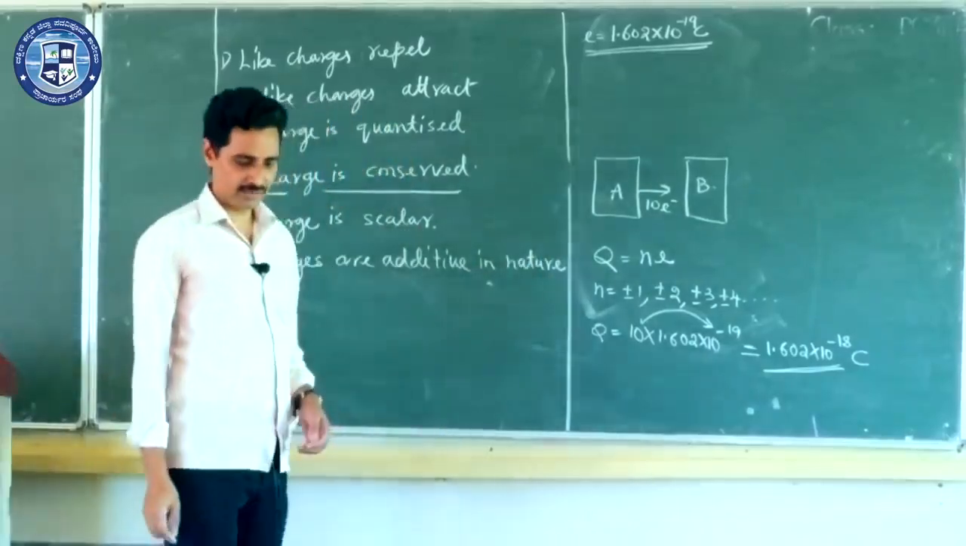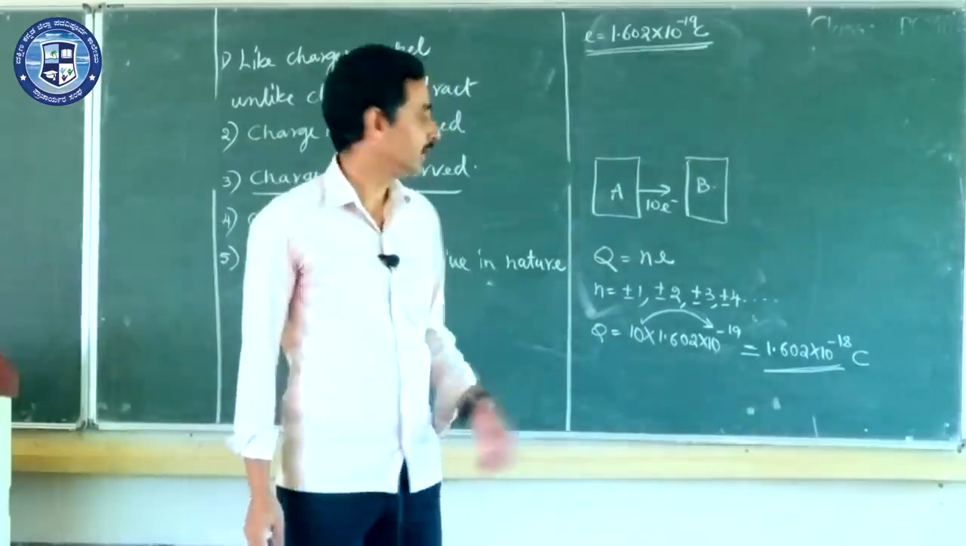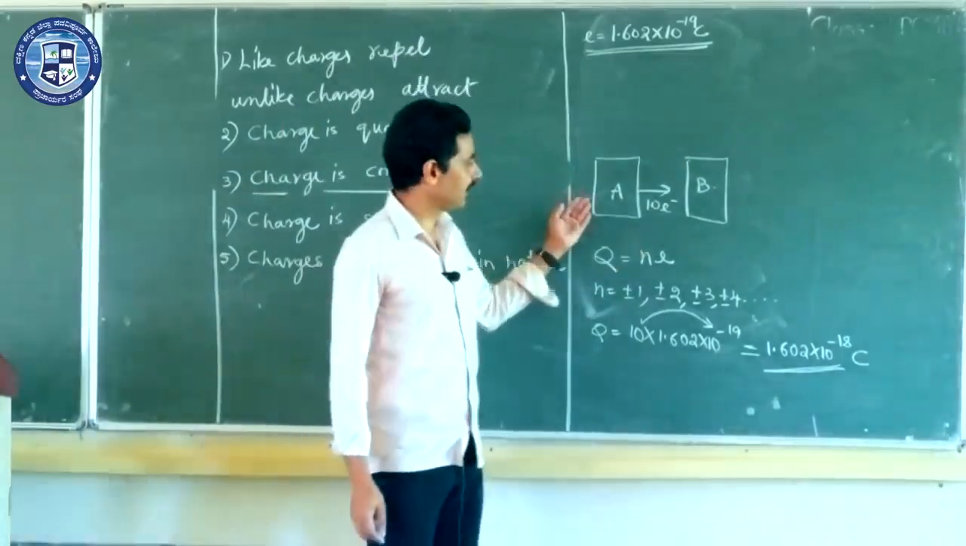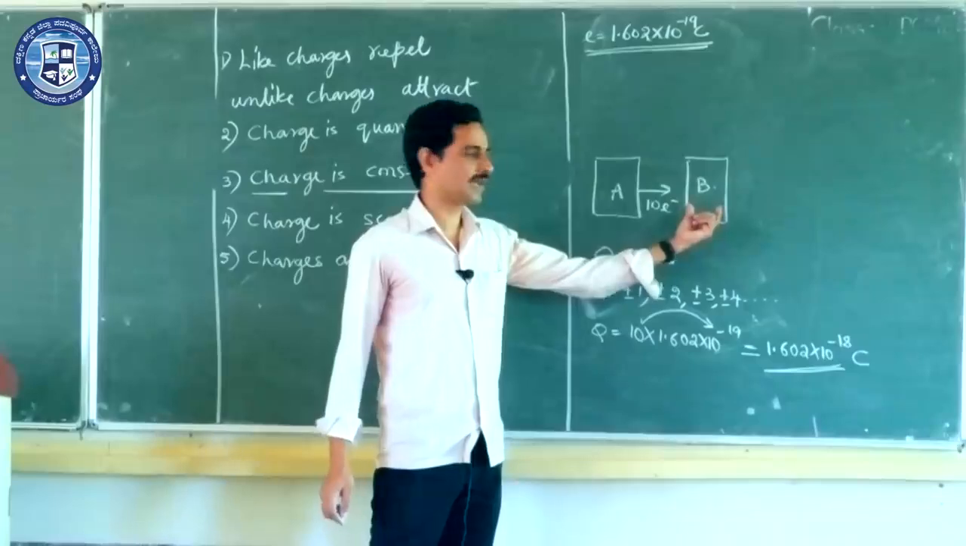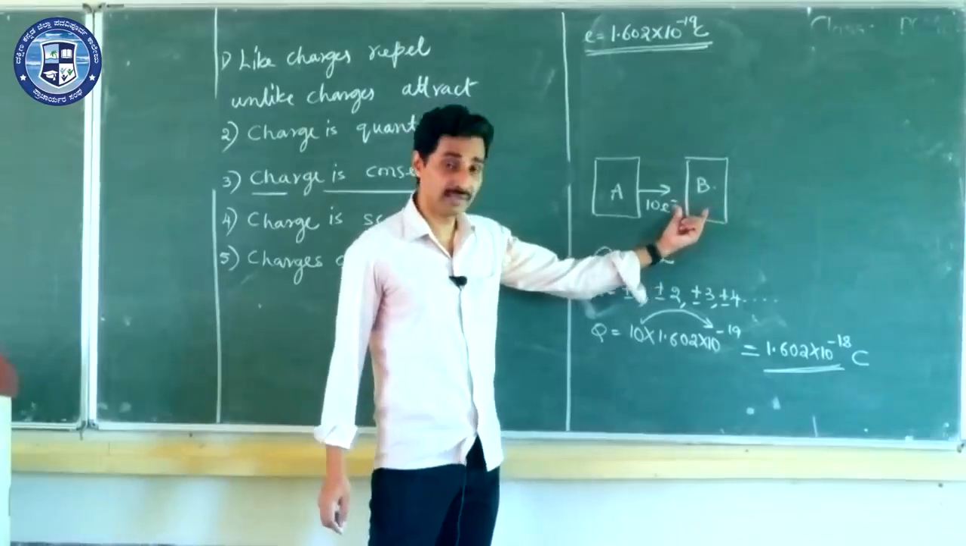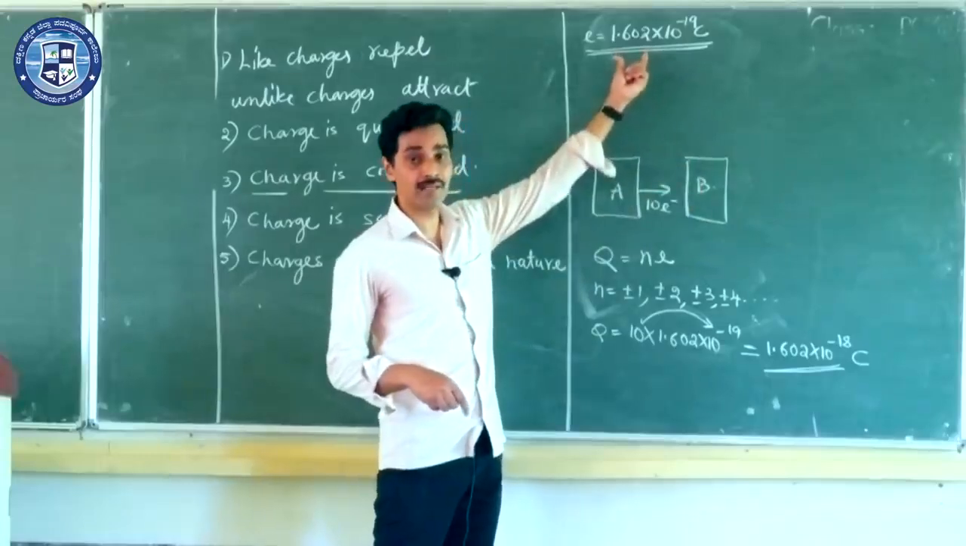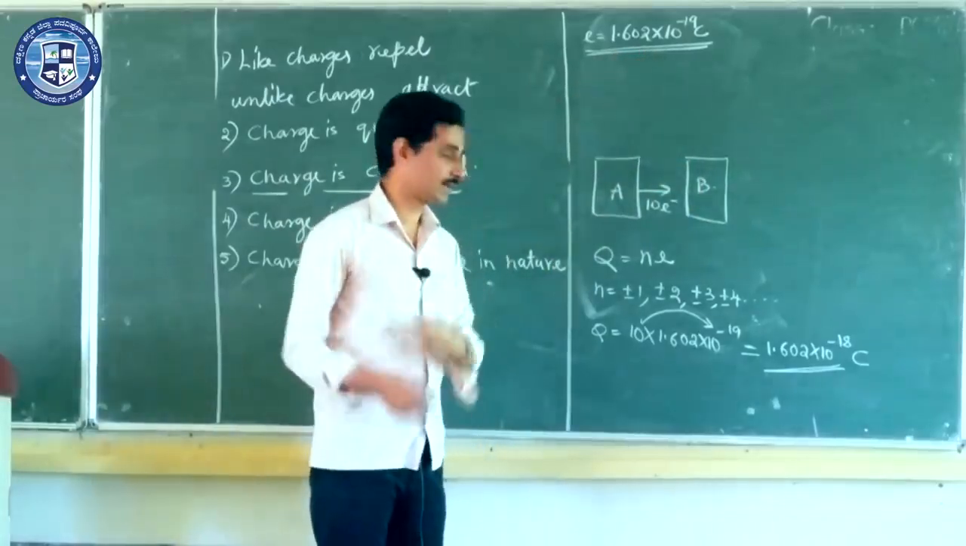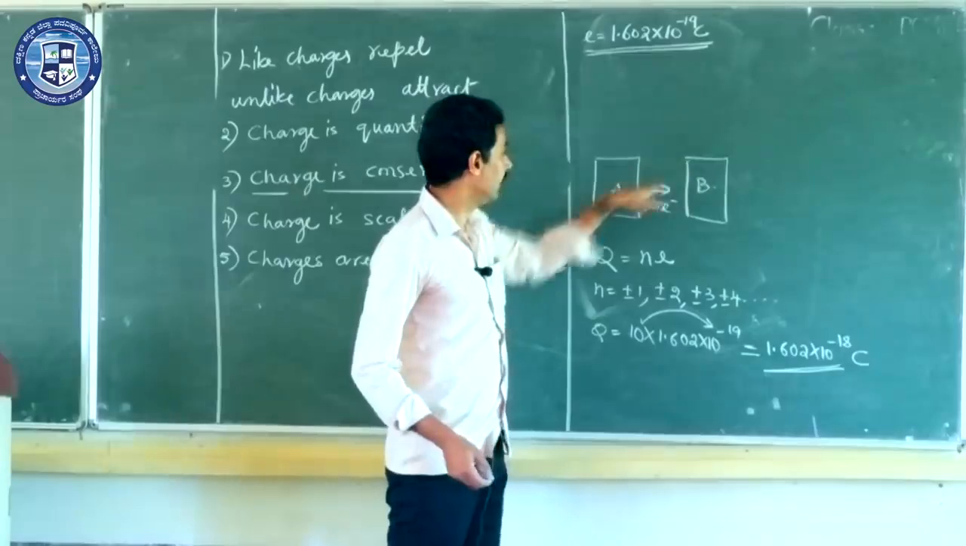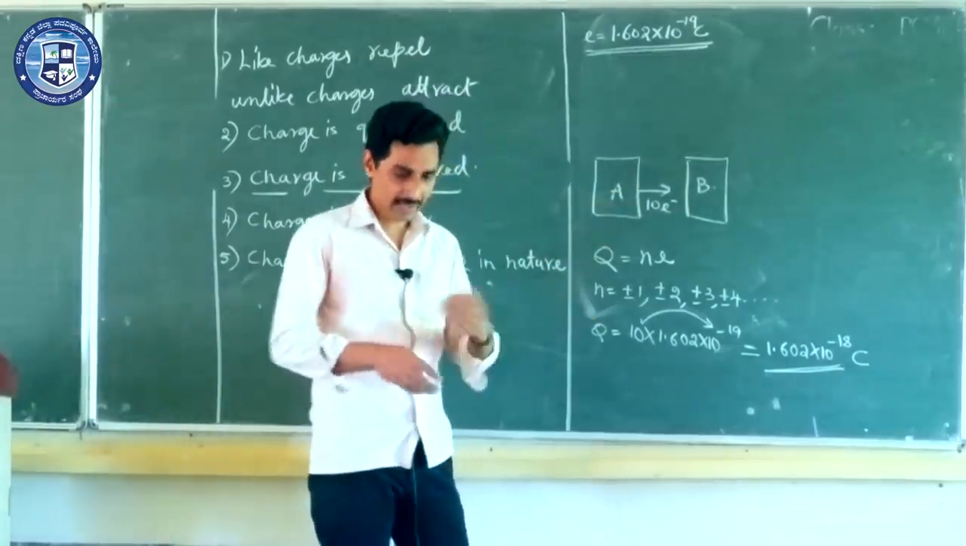Charges are additive in nature. What do you mean by charges are additive in nature? Just as we have seen here, when 10 electrons are transferred from here to here, what is the charge of this? The charge of this is the charge of 10 electrons. That means you have to add this charge 10 times and give a negative sign. For this one, negative sign, and for this one, positive sign. That's all. That means you can add the charges.